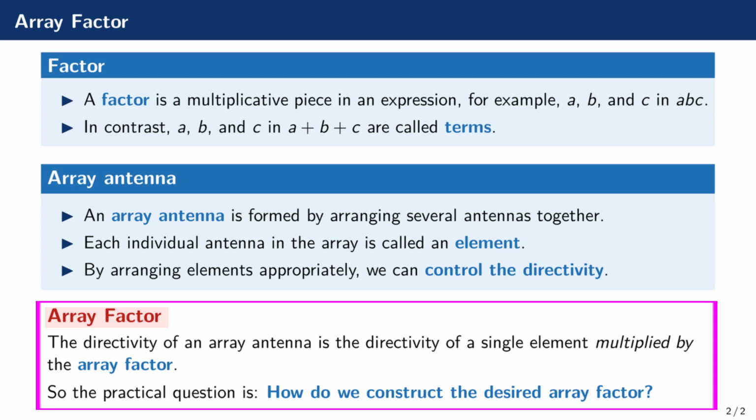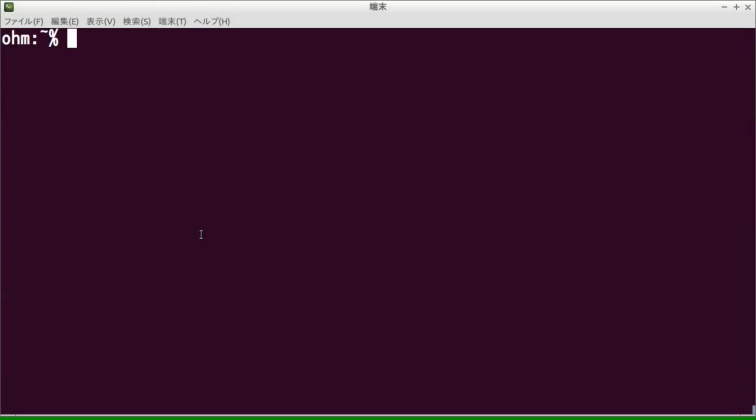Then, what is the array factor? The directivity of an array antenna is given by the directivity of a single element, multiplied by the array factor. That is why it is called a factor. So the main question in this topic is the following: how can we construct an array factor with the directivity that we want? Now, I would like to explain the mechanism of an array antenna by using plotting software.